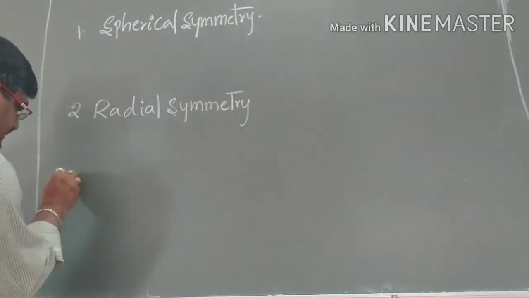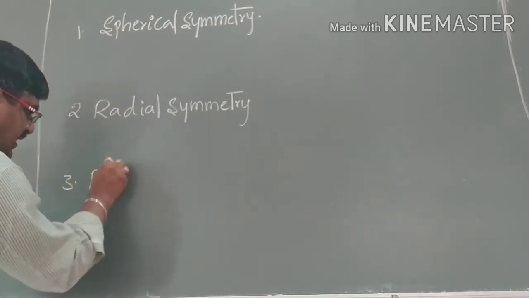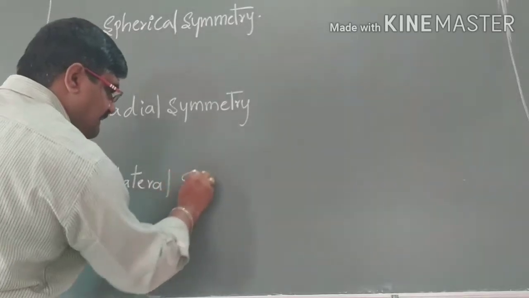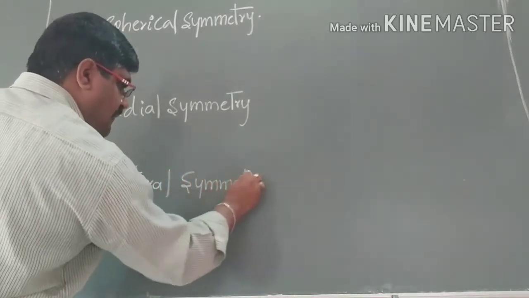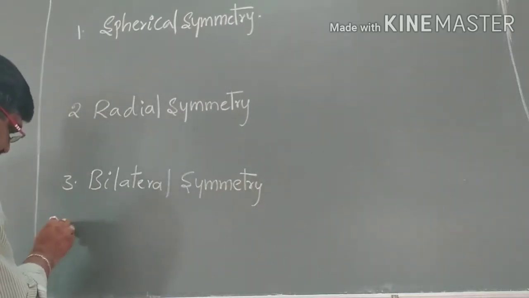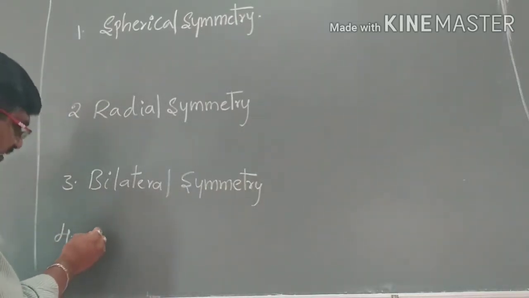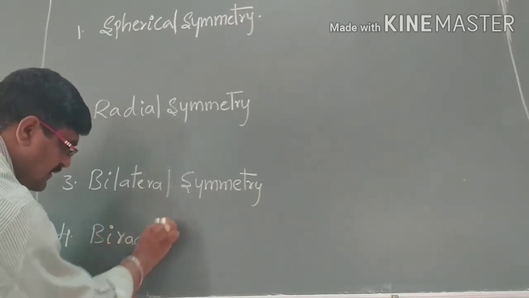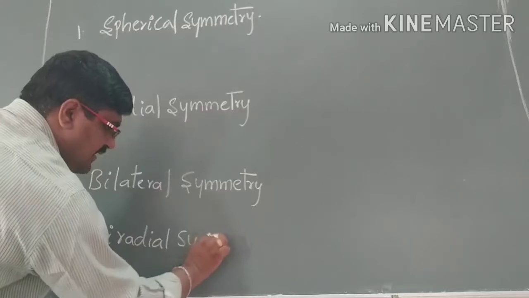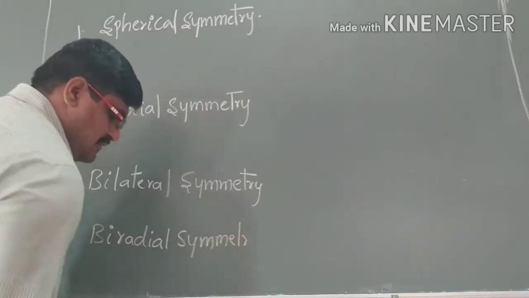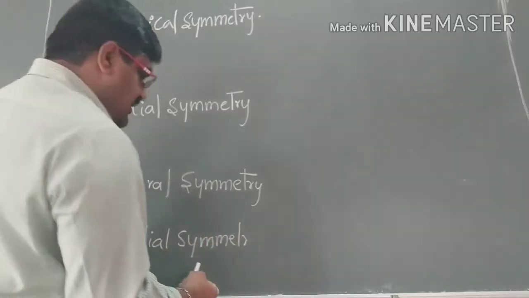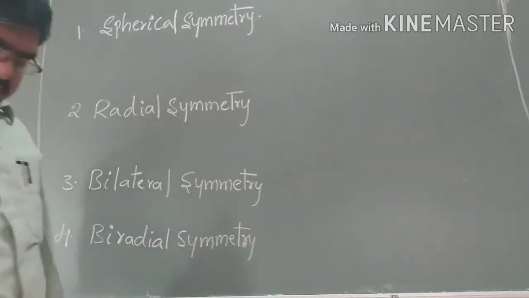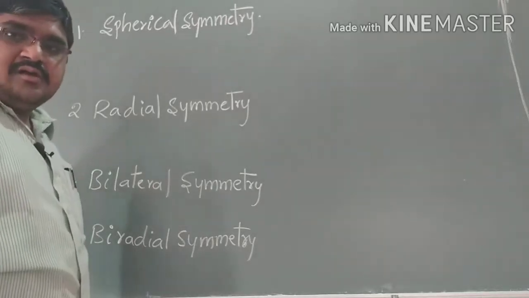And the third one is the bilateral symmetry. And the last one is the biradial symmetry. So here are the four types of symmetries that are presented.